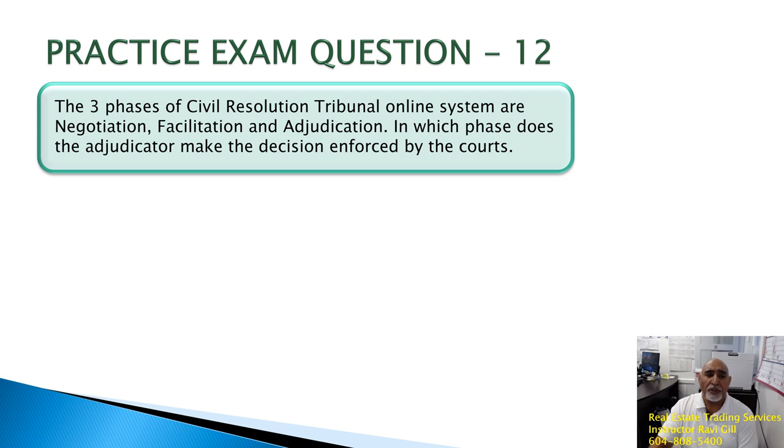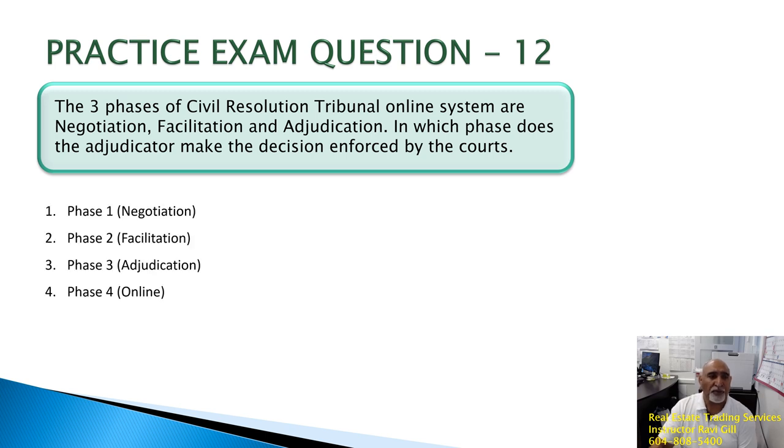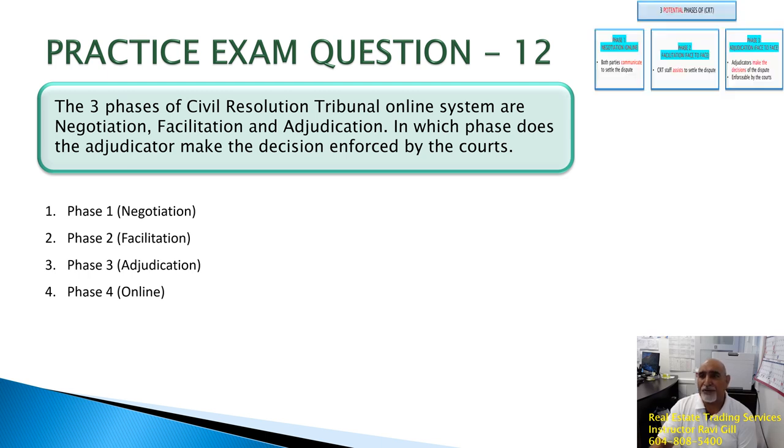Number 12, the 3 phases of the civil resolution tribunal. What were they? They were negotiation, facilitation, and adjudication. And it's an online system. In which phase does the adjudicator make the decision which would be enforced by the courts? Which phase, 1, 2, or 3? I remember it as phase 3, where the adjudicator makes the decision, and that decision is enforceable by the court.